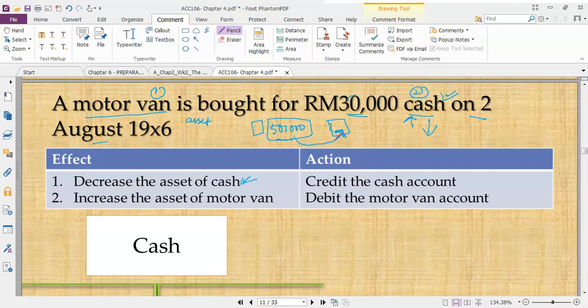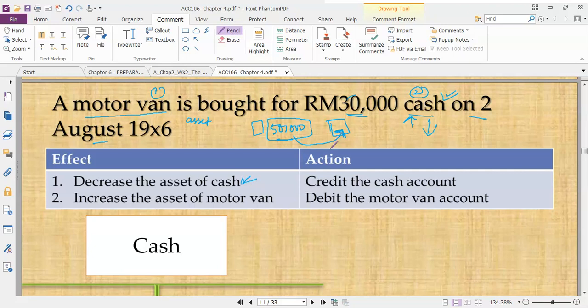So how much is left inside your purse? How much money is left? 20,000. So now your cash is increasing or decreasing, my dear? Increase? Your amount is of course decreasing, my dear.